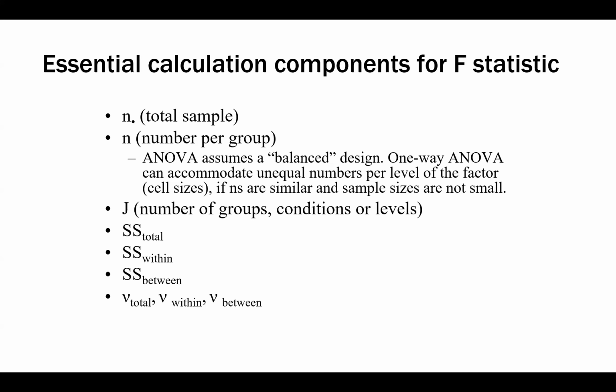J is the number of groups. You need to know that. You will need to use the raw data, if you are working from raw data, to calculate the total sum of squares, the sum of squared deviations from the mean for all individual cases deviated from the grand mean. That's the total sum of squares, then within, then sum of squares between. And you'll need to know the degrees of freedom for each of your terms. You have the total, and then you have the degrees of freedom within, which is associated with the denominator of the F, and the degrees of freedom between, which is associated with the numerator.